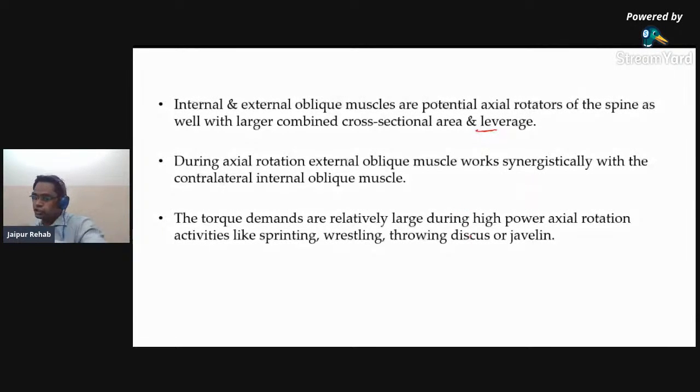What is sprinting? I'm changing directions, so I have trunk rotation movements also, right? Or wrestling, or throwing anything, or javelin throws also, right? You have to turn, you have to rotate your lumbar spine. Okay, so you need thrust-like motion, thrust-like activities, and high-power activities are involved in such activities.